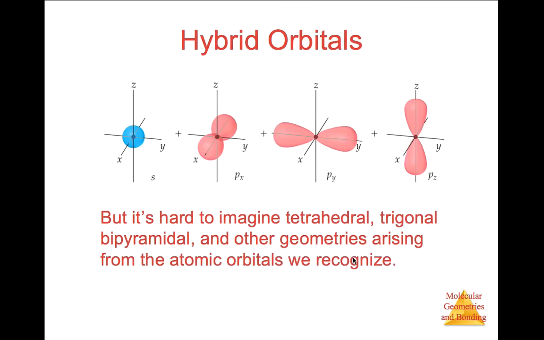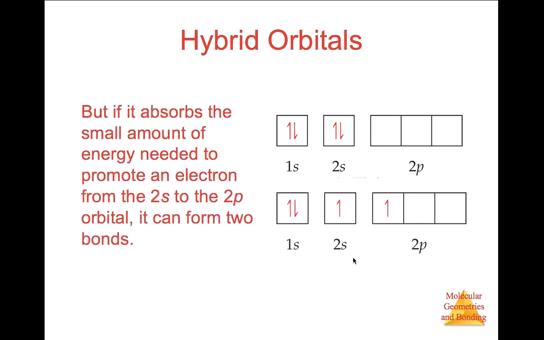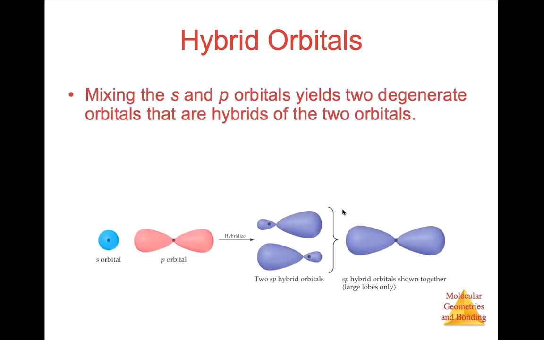It's hard to imagine tetrahedral, trigonal bipyramidal, and other geometries arising from the atomic orbitals that we recognize. Consider beryllium. In its ground electronic state, it would not be able to form bonds because it has no singly occupied orbitals, and therefore nothing would overlap. But if it absorbs the small amount of energy needed to promote an electron from the 2s to the 2p orbital, it could form two bonds. If it took one electron and popped it up here, now it could form a bond here, and it could form a bond here because it'd have an open orbital to share an electron with something else.